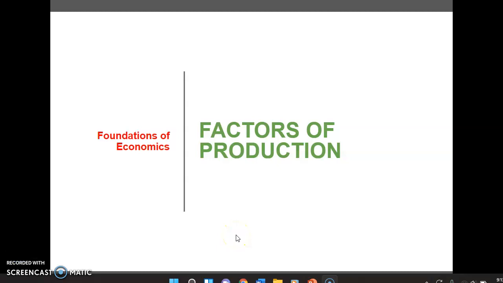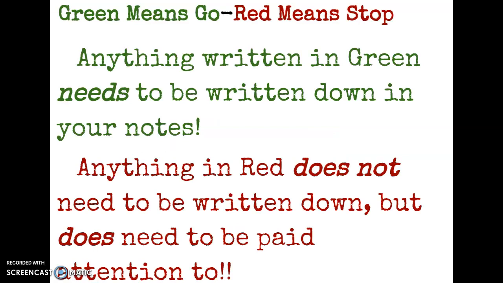All right, guys, this is the lecture notes for Chapter 1, Lesson 2, Factors of Production. Please write this in Cornell Notes in your notebook, please. Before we get started, I just wanted to state that anything that's written in green is very important and you need to write it down in your notes. Anything that is in red, you do not need to write down, but it is still important.